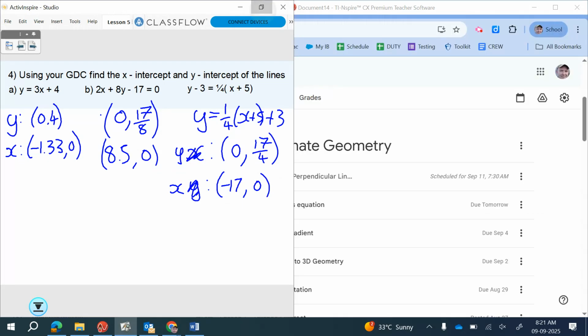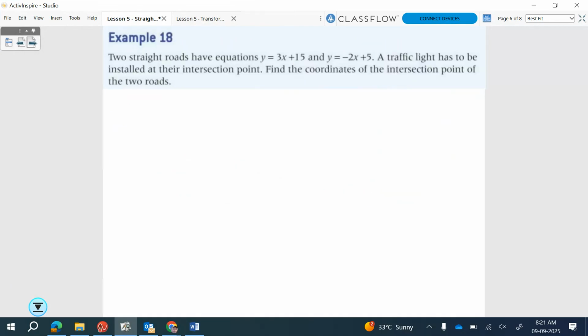Okay, where are we now? Okay, a bit of a problem solving question. Have a go at this one, 5 minutes to work through. This is typical of an exam style question.